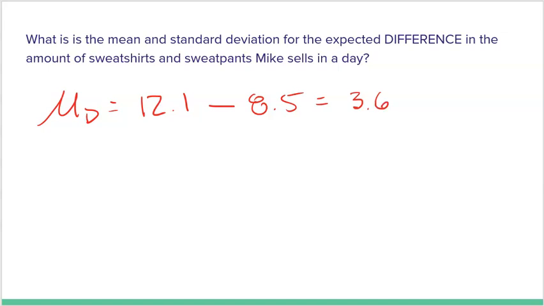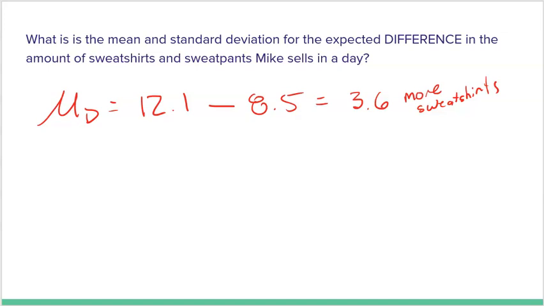Like we expect 3.6 more sweatshirts. I mean, that's just common sense, right? 12.1 sweatshirts, 8.5 sweatpants. So obviously we expect more sweatshirts, 3.6 more. But that difference could vary. Like some days he could sell slightly less sweatshirts, slightly more sweatpants.